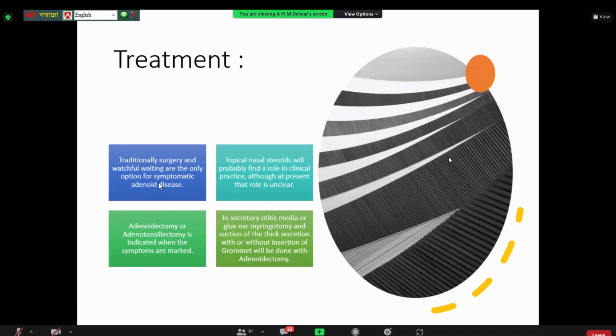Traditionally, surgery and medical treatment are the only options for symptomatic adenoid disease. Topical nasal steroid may find a role in clinical practice, but its role is unclear. Adenotomy or adenotonsillectomy is indicated for symptoms of obstruction. In secretory otitis media or glue ear, myringotomy and suction of the thick secretion, with or without insertion of a grommet, will be done with adenotomy.